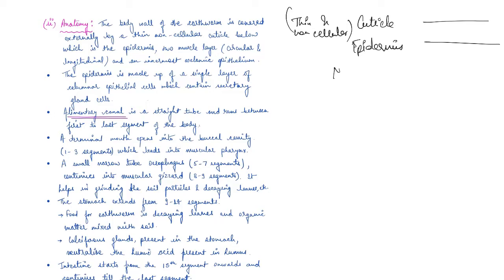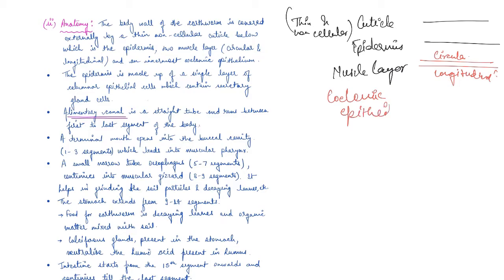Then you have the muscle layer. These muscles are basically two layers. You have two layers of muscle: one is circular and the other one is longitudinal, right? And then you have the innermost coelomic epithelium. So you have a five-layered body wall of the earthworm, right?